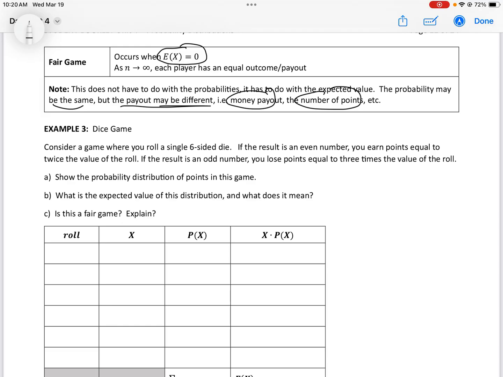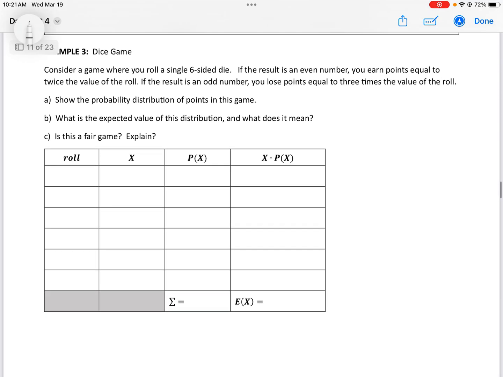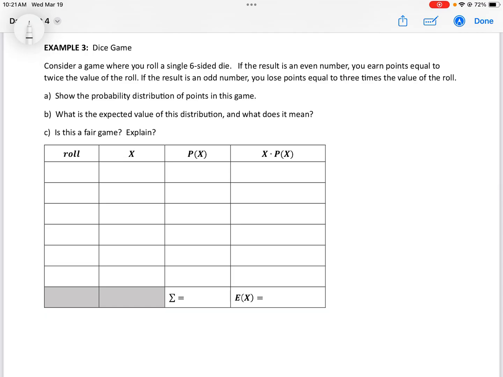So example 3. Consider a game where you roll a 6-sided die. We can roll a 1, 2, 3, 4, 5, or 6. But here's the point allocation. If the result is an even number, you earn twice the value of that roll. So we have these 3 even numbers, and our payout would be plus $4, plus $8, and plus $12 because it'd be double that.